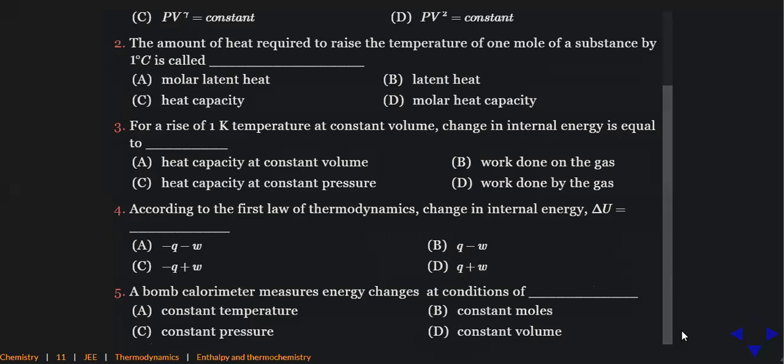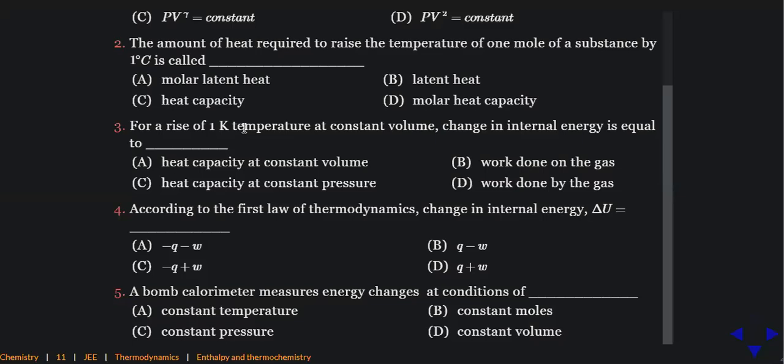Heat capacity at constant volume, right? nCv delta T. So delta T is 1, so it is Cv, right? And Cv is your heat capacity at constant volume. So A. What about fourth, and fifth? Tell me. Fourth? Okay. Let's see. Many students have different answers. Let's see. What about fifth?